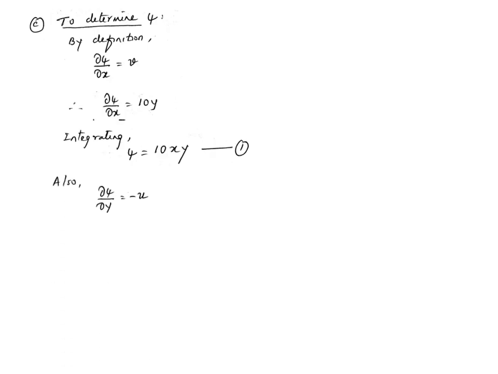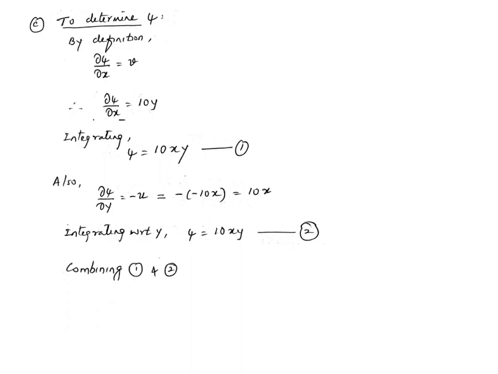Now take another definition, ∂ψ/∂y is minus u. We already know the value of u, so minus of minus 10x gives 10x. Integrate this with respect to y, so you get psi as 10xy. Since both terms are the same, it is not 10xy plus 10xy equals 20xy. While combining, we pick the similar terms and write them once, and write any other terms also once. It is not adding, it is picking out the similar terms and also writing the other terms if there are any. Therefore psi is only 10xy, so the stream function value is 10xy.